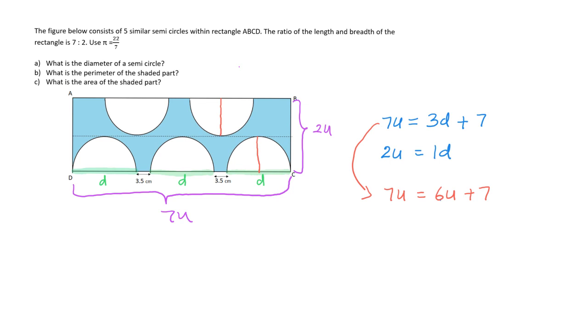So now it's just a matter of solving our equation. 7 units minus 6 units equals 7 centimeters. Therefore, 1 unit is equal to 7 centimeters. So now that we know the value of 1 unit, we can proceed to find the diameter of a circle, which is 2 units. So the diameter would be 2 times 7, which is 14 centimeters.